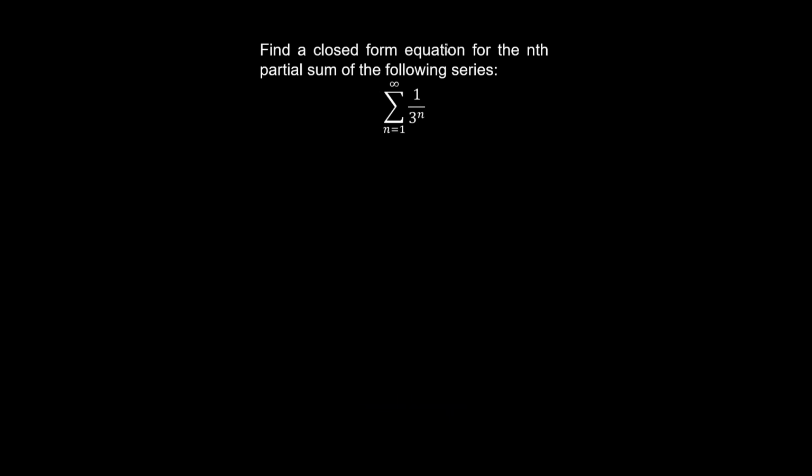Let's find a closed form equation for the nth partial sum of the following series. Well, we can write the nth partial sum of this series as 1 over 3 to the 1 plus 1 over 3 squared, and so on, up to 1 over 3 to the n. And if we multiply this by a third, we obtain the following result.